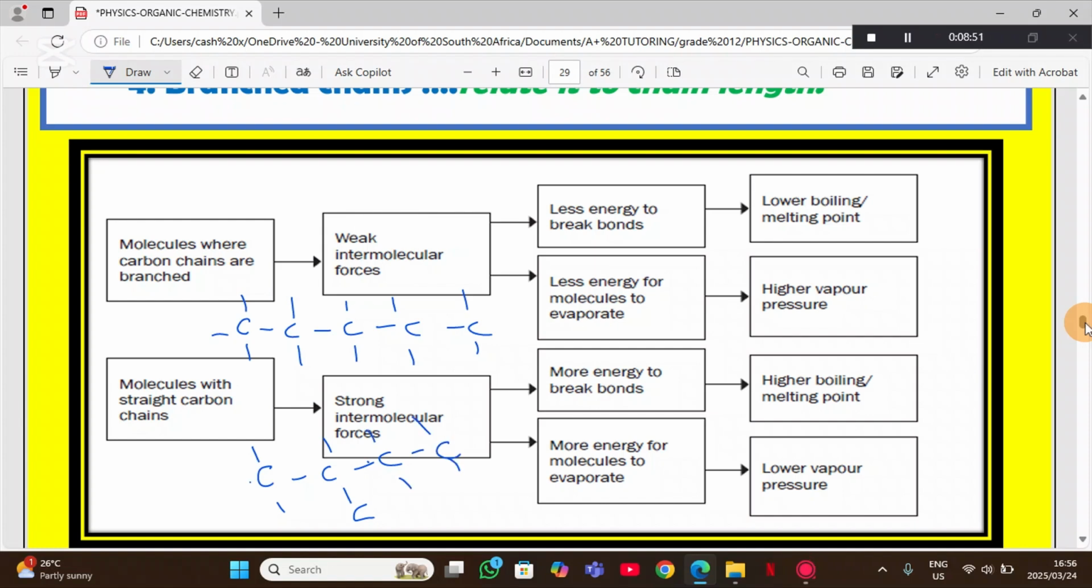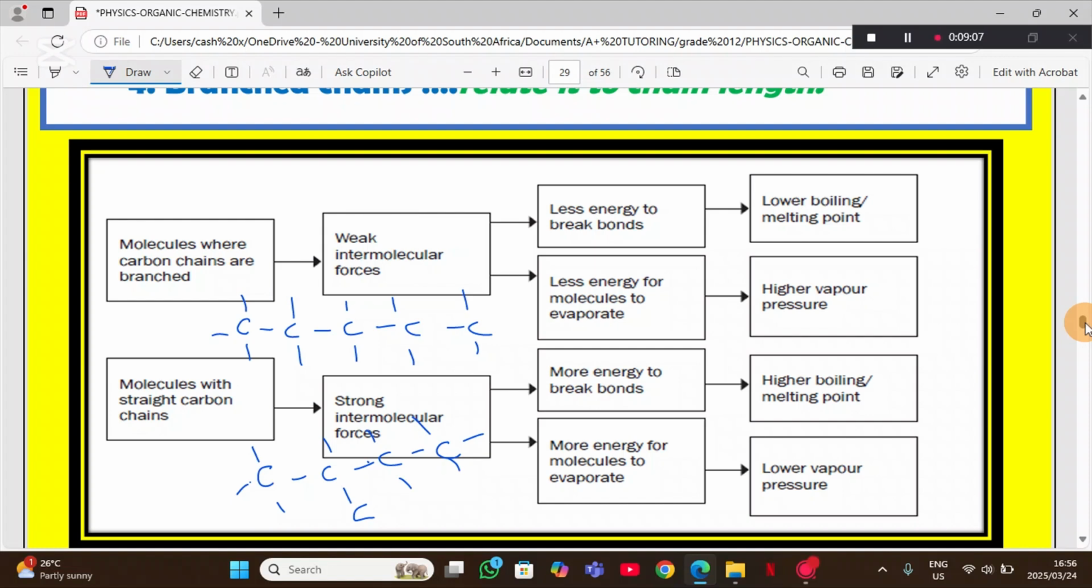Do you see now that 4 is the longest chain, and I have a branch, but they'll have the same number of C's and same number of H, just that this one is branched and that one is a straight molecule. So now the branched one has weaker intermolecular forces.